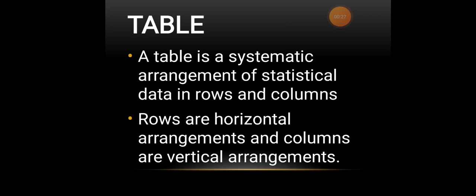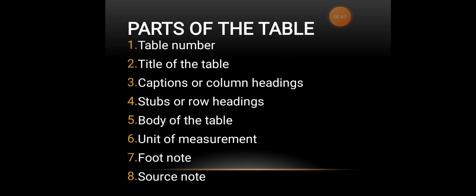First, what is a table? A table is a systematic arrangement of statistical data in rows and columns. The rows are the horizontal arrangements and the columns are the vertical arrangements. These are the parts of the table: table number, title of the table, captions or column headings, stubs or row headings, body of the table, unit of measurement, footnote and source note.